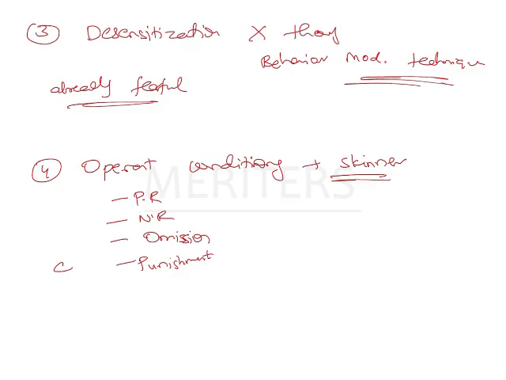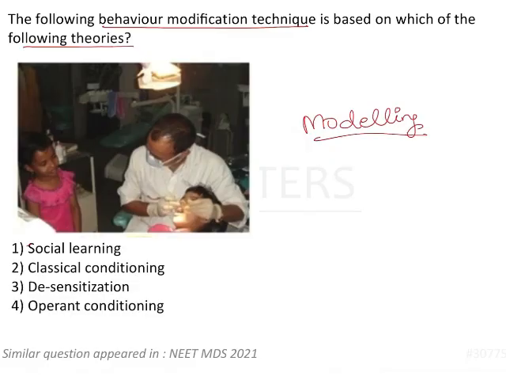So if we have a look at all of the options, social learning is what modeling fits into the best, because like I said, the child is learning from what is around him, the environment around him or the society around him. He's learning to acquire positive behavior. So this behavior modification technique is based on social learning.